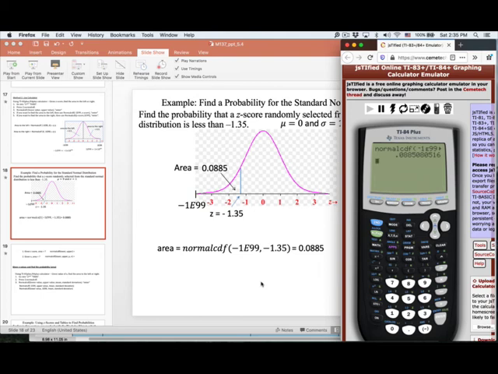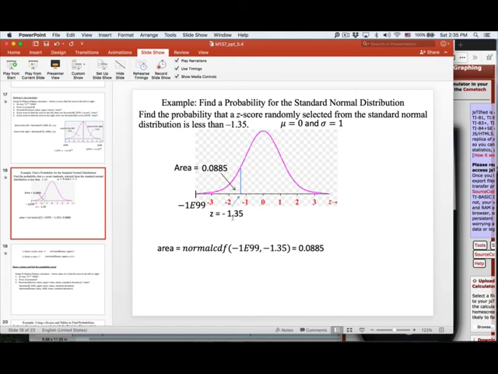Okay, so this is how you use the calculator when you have a standard normal distribution. When they give the z-score, you use the calculator to find out the area.